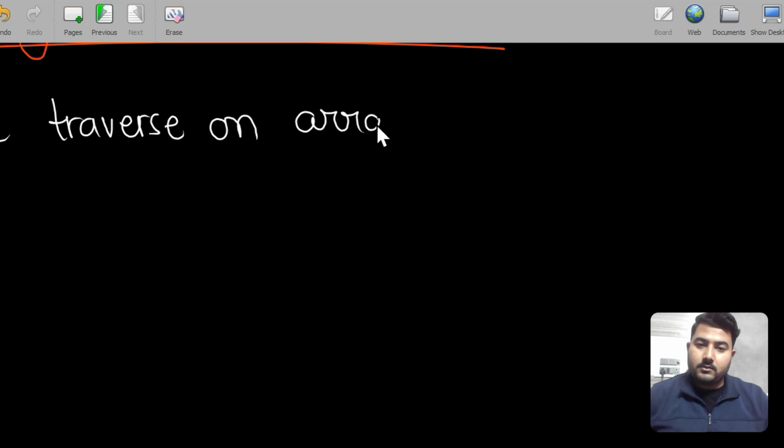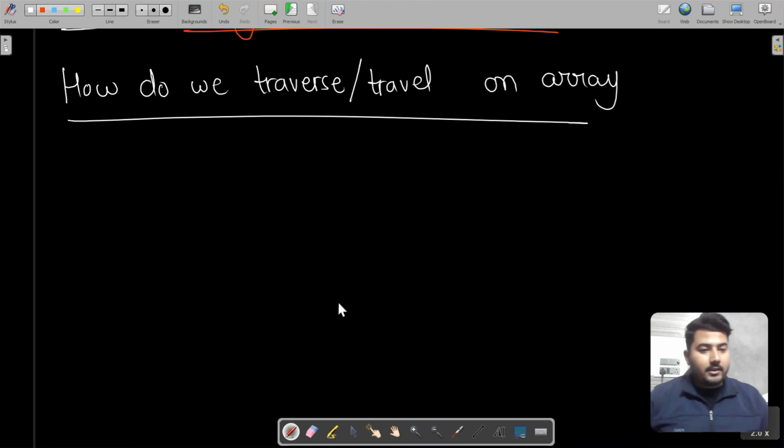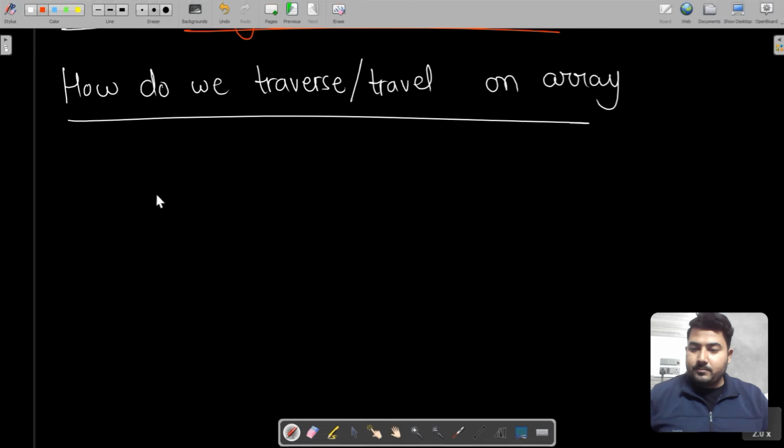How do we traverse on array, or you can say travel? Both are the same only. How do we travel on the array? Right now, let's just simply travel on the array and print all the elements. Let's just try to do that. Let me just explain this first of all.